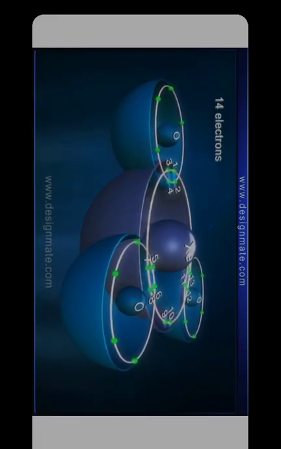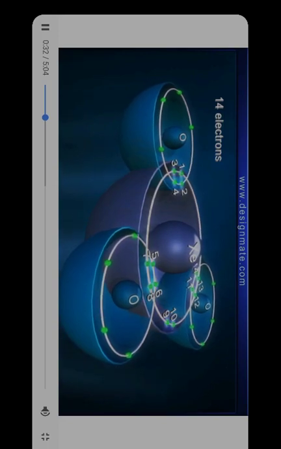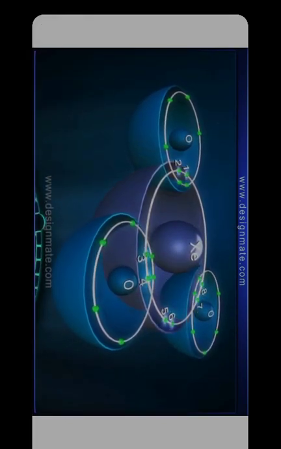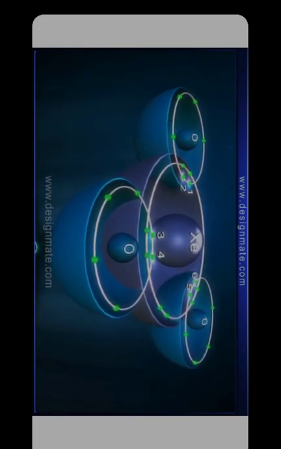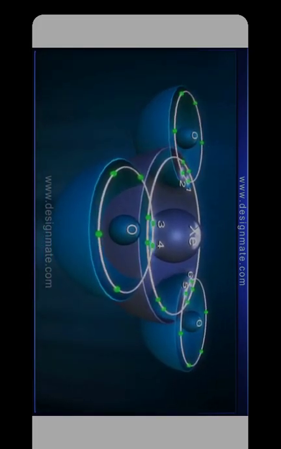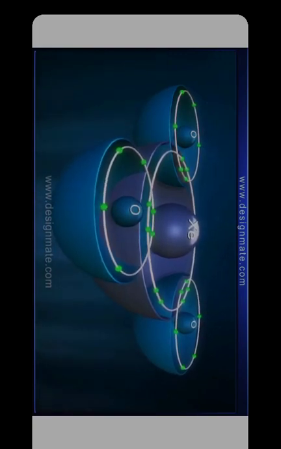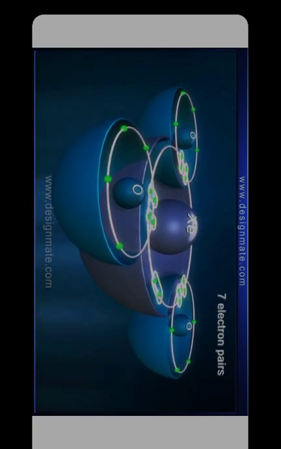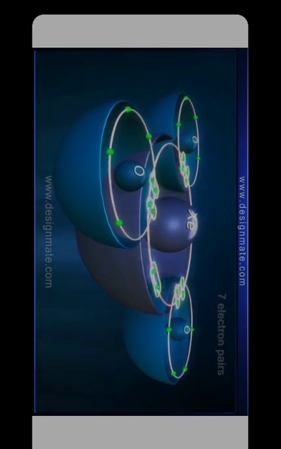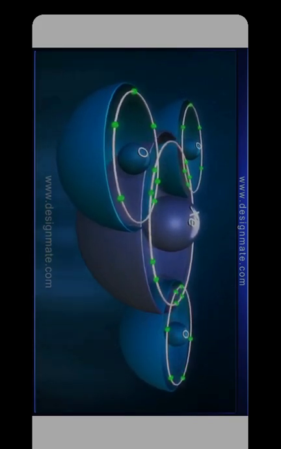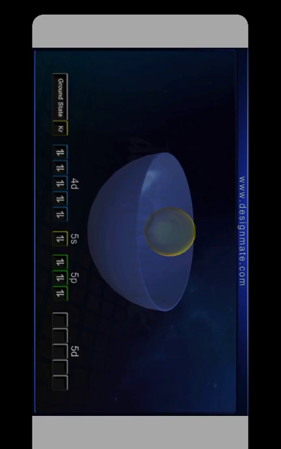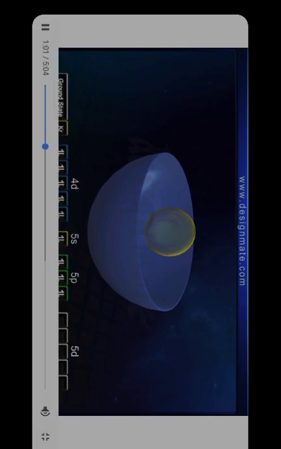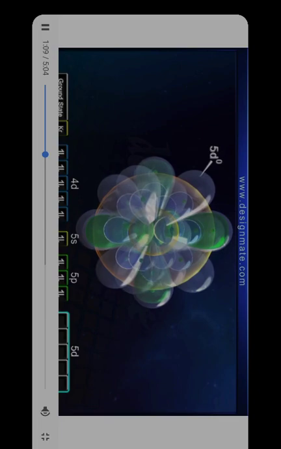There are a total of 14 electrons in the valence shell of xenon, 8 of which are from the xenon atom and 6 from the 3 oxygen atoms. This implies that there are a total of 7 electron pairs to be accommodated around xenon. To understand the geometry of XeO3, let us study the hybridization in xenon. In the ground state, xenon has an outer electronic configuration.